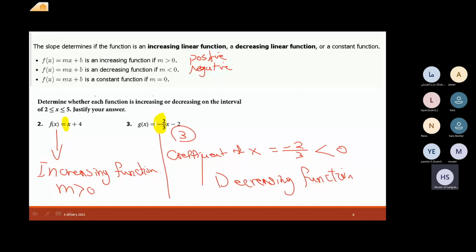How do you know if it's increasing, decreasing, or constant? I told you, look at mx plus b. What do I mean by m? M is the coefficient that is multiplied by x. Look at x plus 4. What is the number that is multiplied by x here? By default, it will be one. Now, one, is it greater than zero, less than zero, or equal zero? So it will be increasing.